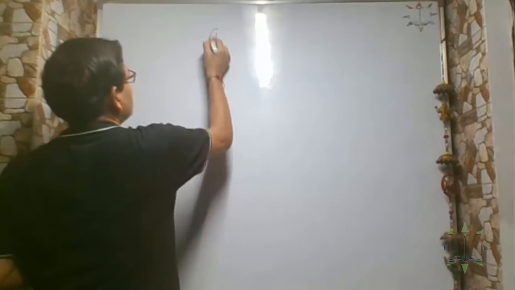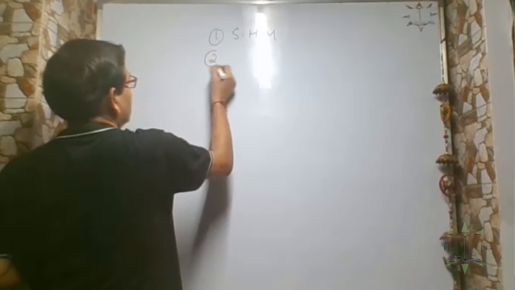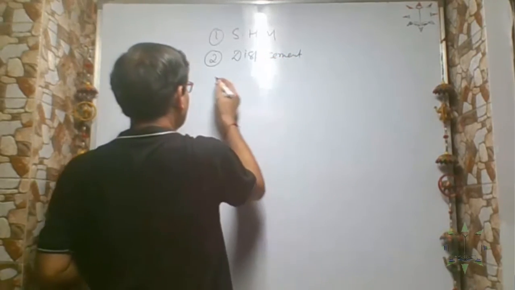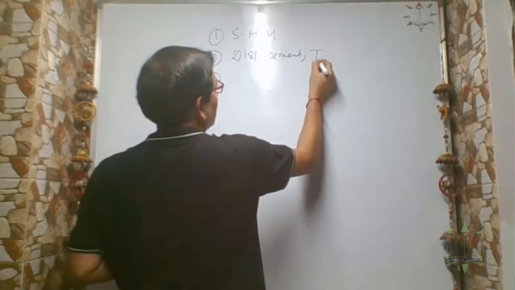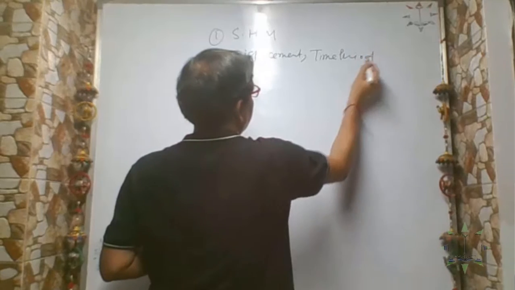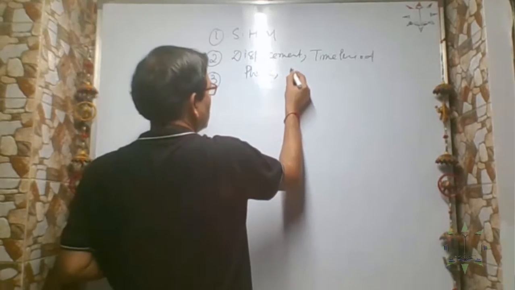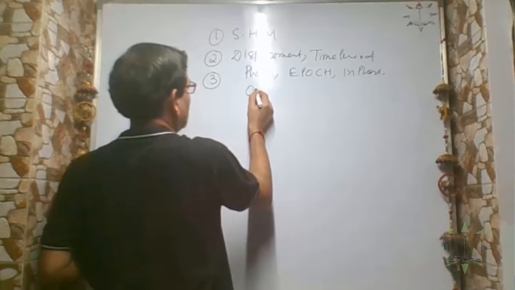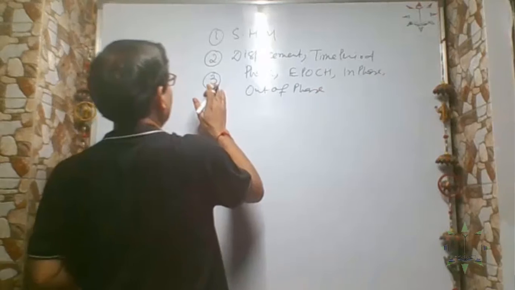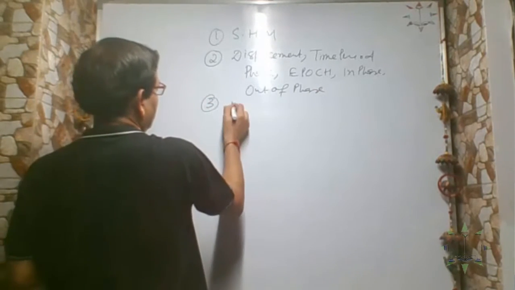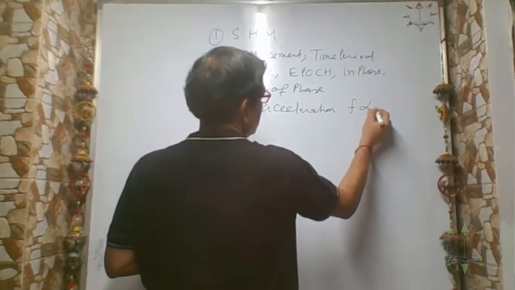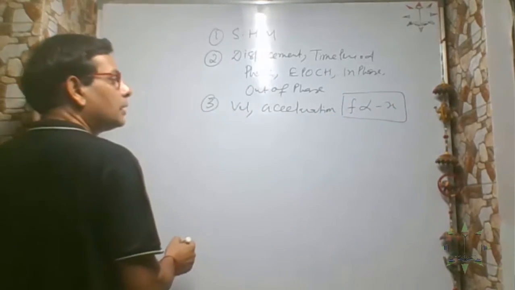What we have studied here. We have studied what is simple harmonic motion, some definitions of simple harmonic motion like displacement, then mathematical representation of time period, phase, epoch, in phase, out of phase, velocity of a particle in simple harmonic motion, velocity, acceleration, and we have shown that acceleration equals minus displacement, correct.